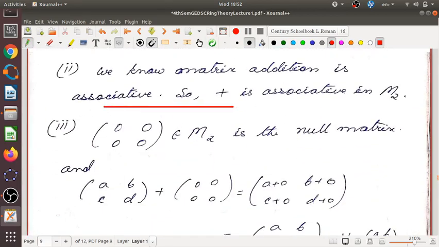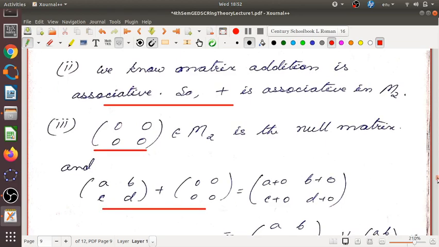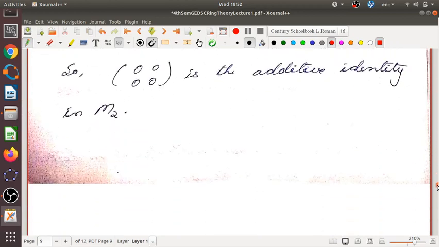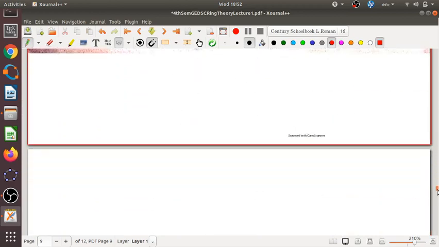By properties of matrices that you have studied in higher secondary, matrix addition is associative, and you can prove it also. It's simple. Then the matrix with all entries 0 is called the null matrix, and the null matrix always satisfies this: any matrix added with the null matrix is the matrix itself. So the zero matrix is the additive identity in M2, right?